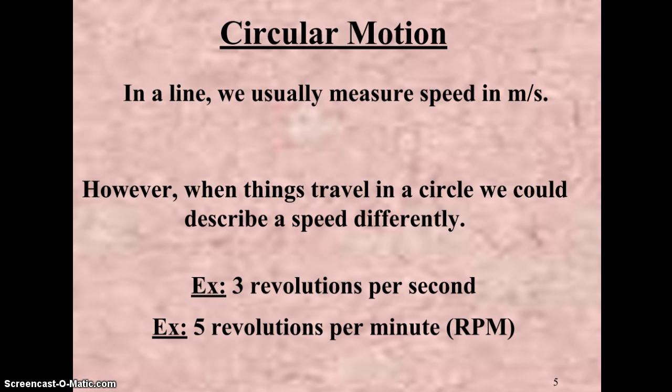Before, we had everything traveling in a straight line. We measured speed as meters per second. It's how far it went in a given amount of time. But now with circles, you have to switch it up to revolutions in a given amount of time. So it would be like 3 revolutions per second or 5 revolutions per minute, RPM, something you might have seen on your parents' car next to the speedometer.